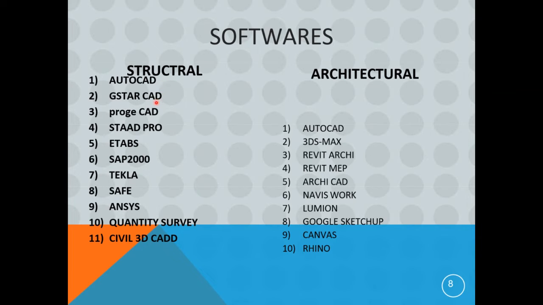Okay, and this is CAD software also, GStarCAD. This is also CAD software. Straight Pro is a very famous software. STAAD is a structure analysis, design and drawing software. Okay.